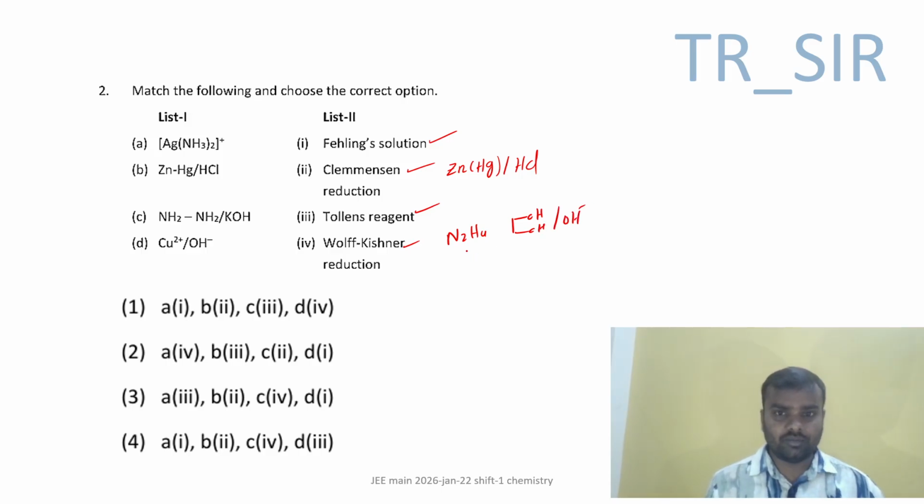So let us see what happens in this case. 4 must be C. That means this will not come.